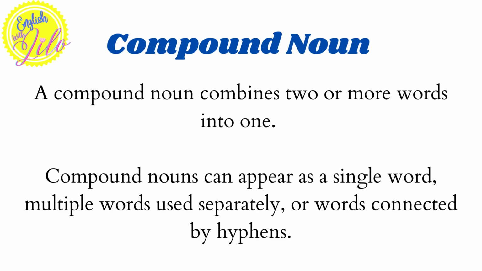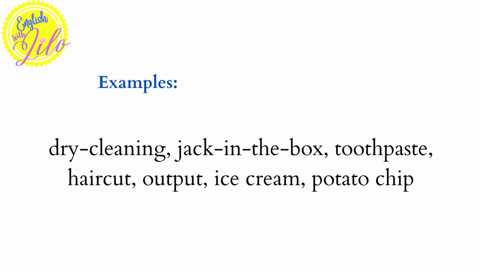Compound noun. A compound noun combines two or more words into one. Compound nouns can appear as a single word, multiple words used separately, or words connected by hyphens. Examples: dry cleaning, jack-in-the-box, toothpaste, haircut, output, ice cream, potato chip.